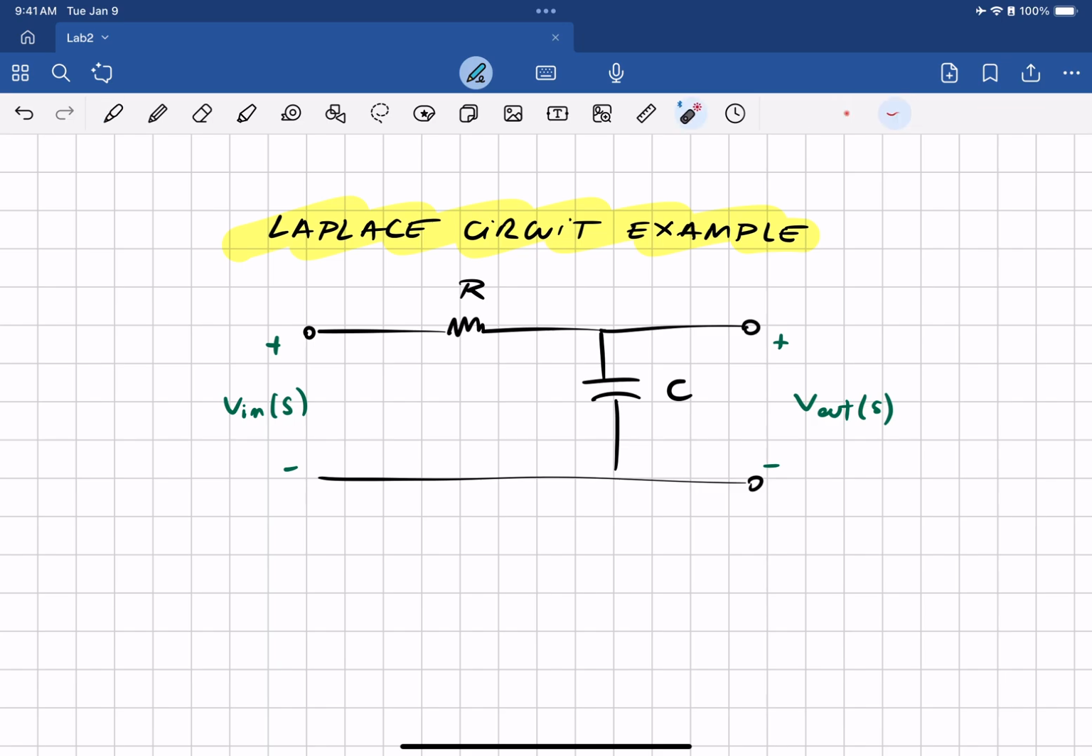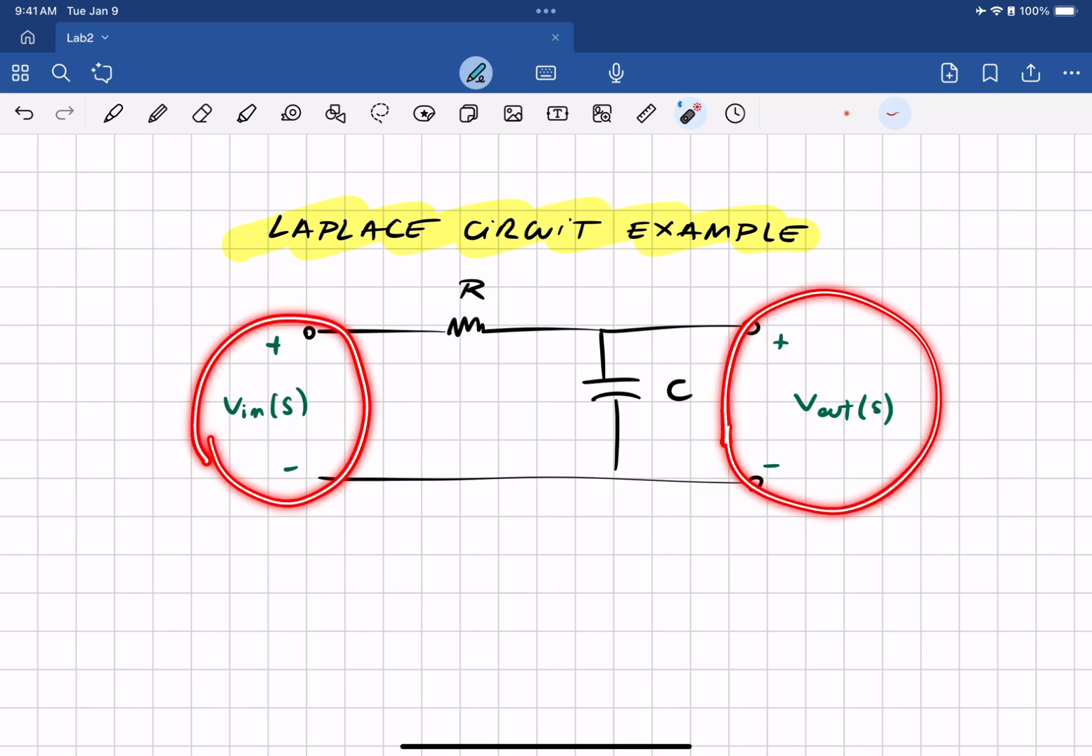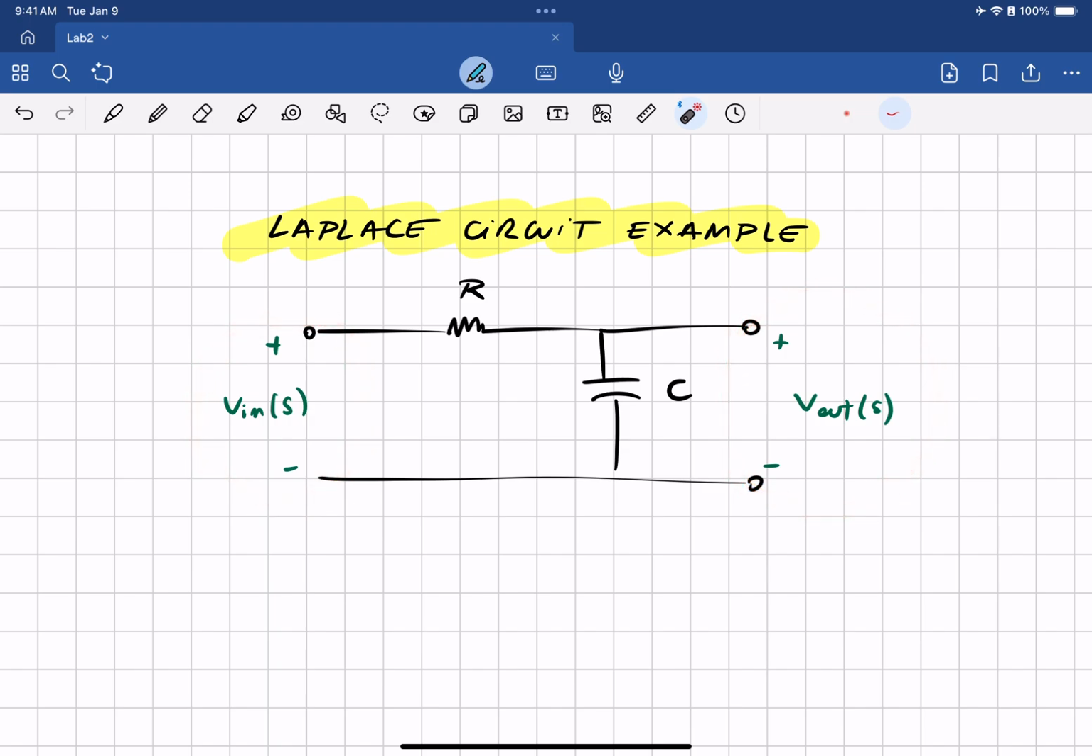For this example, we're taking into account something quite similar to what you're going to be working on in the lab activity, which consists of a simple RC circuit with some voltage input and some voltage output. We would like to know the input-output relationship, meaning V out over Vin. How the voltage and magnitude relate in time for those two quantities.